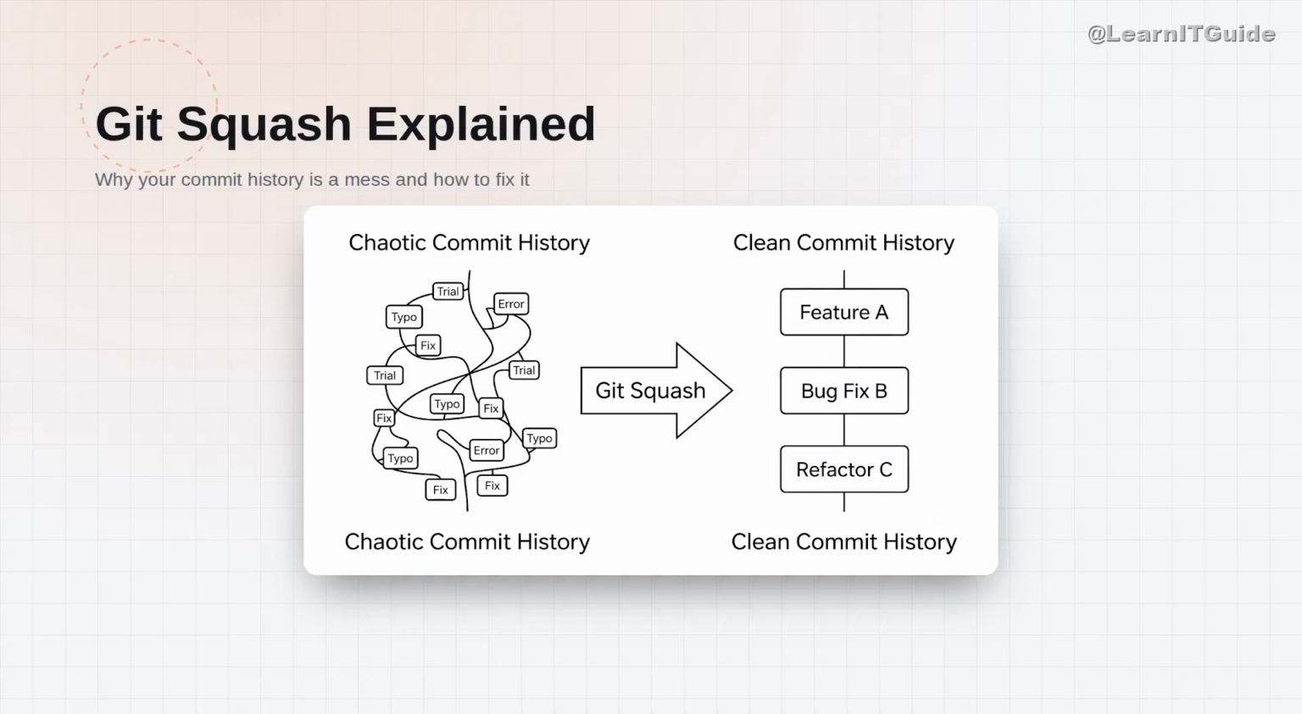Hey everyone, welcome back. In this video, I'm going to explain Git squash. You know why this matters? Because most developers dump every single trial, error, and typo as a separate commit, turning a professional project history into a chaotic stream of noise. This makes finding bugs nearly impossible. I'm going to show you how to clean it up.